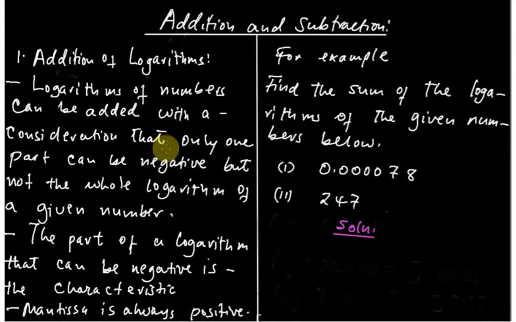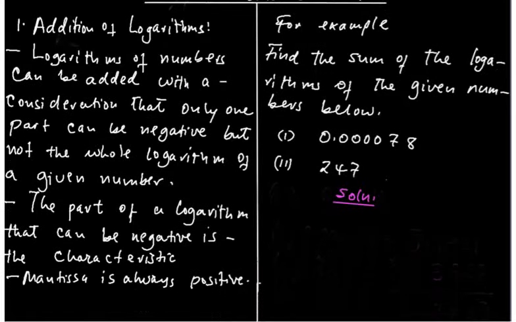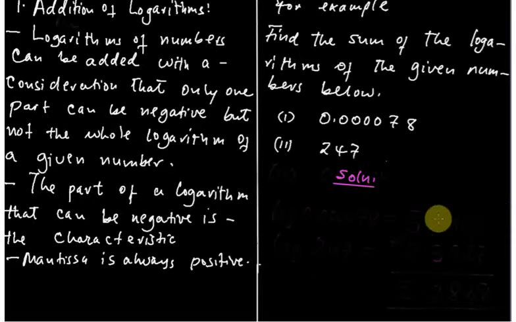Now, let us look at the addition of logarithms. We know that a logarithm has two parts, the characteristic and the mantissa. In logarithms, only one part can be negative, and that is the characteristic. The characteristic can be negative, but the mantissa is always positive.